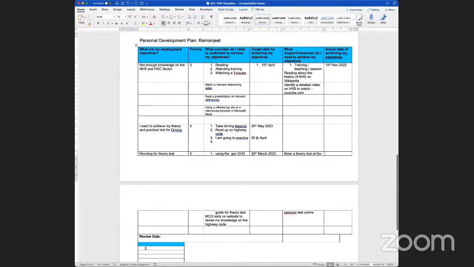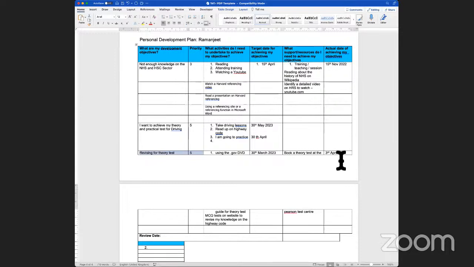And what I would do is I would take this theory test on, say, 3rd of April, if I get the booking, and see what my result is. Now, if I'm not able to achieve, then I'll have to go back to revising my theory. So here is where you would put the review of your PDP that you are revising.